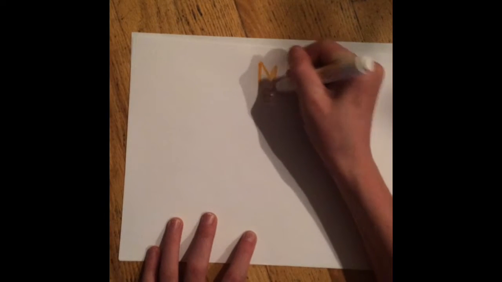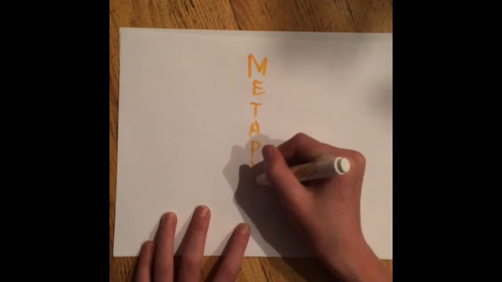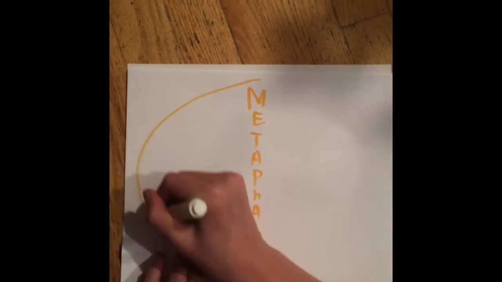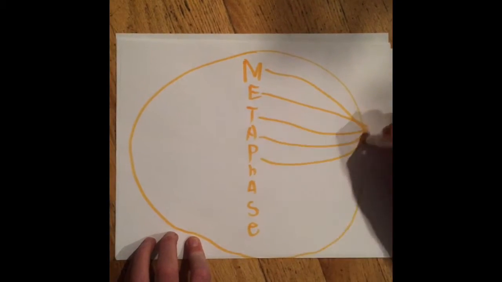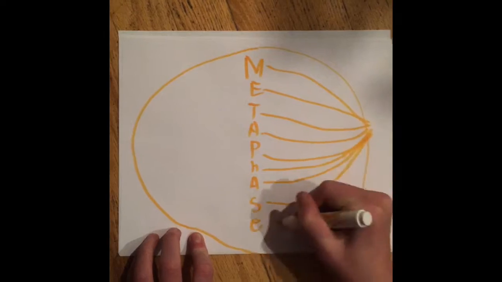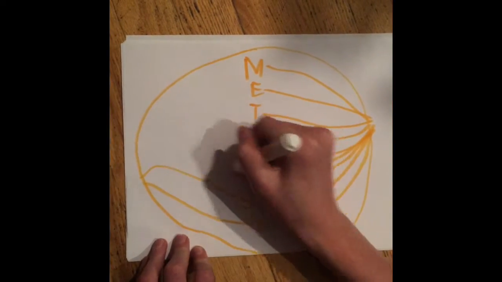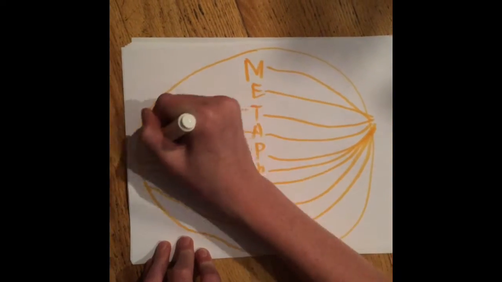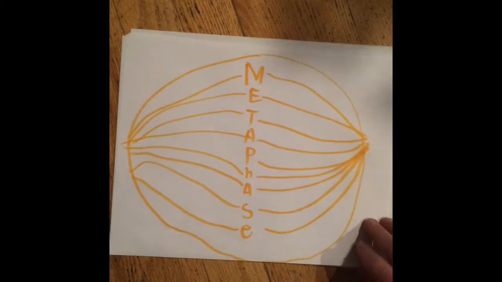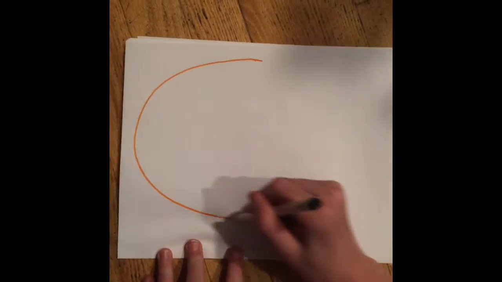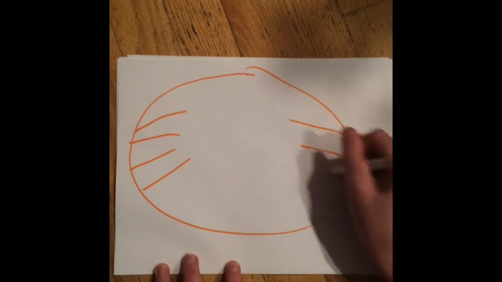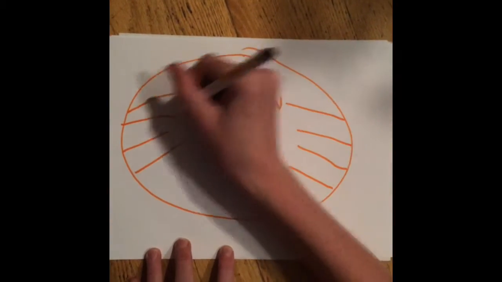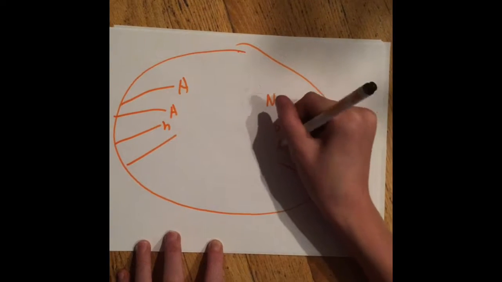The next stage of mitosis is metaphase. In metaphase, the chromosomes line up at the center of the cell. The next stage of mitosis is anaphase. During anaphase, the chromosomes are pulled apart to the opposite ends of the cell by spindle fibers.